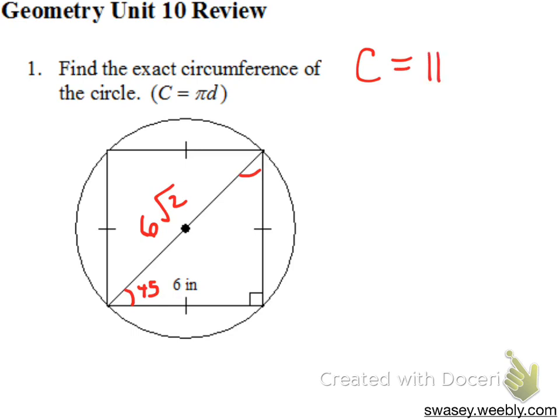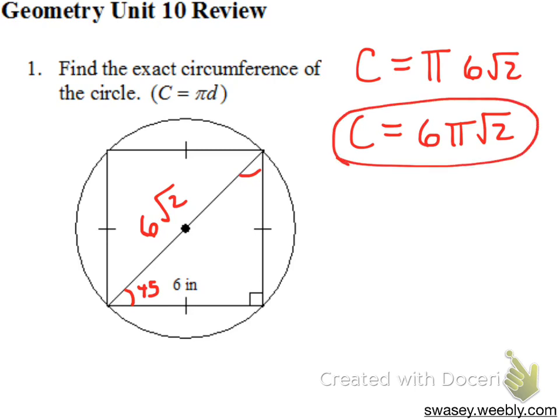So circumference equals pi times diameter. The traditional way of writing this is to write the integer first and then the irrational numbers. And so that's the exact value for the circumference of the circle in inches. 6 pi root 2.